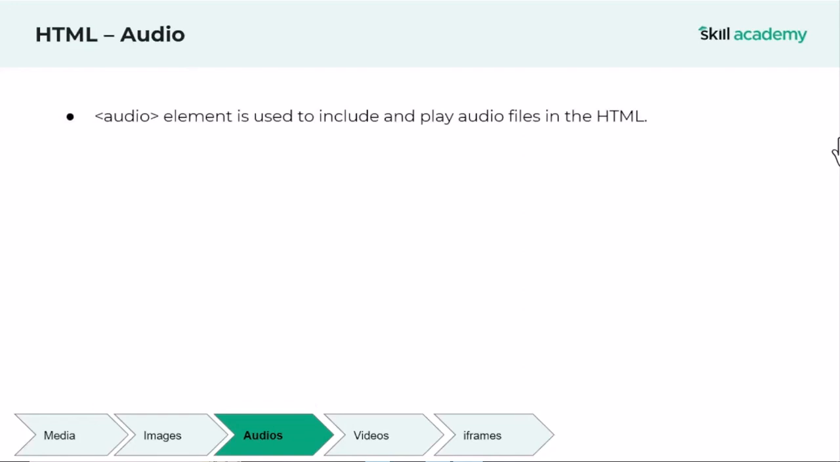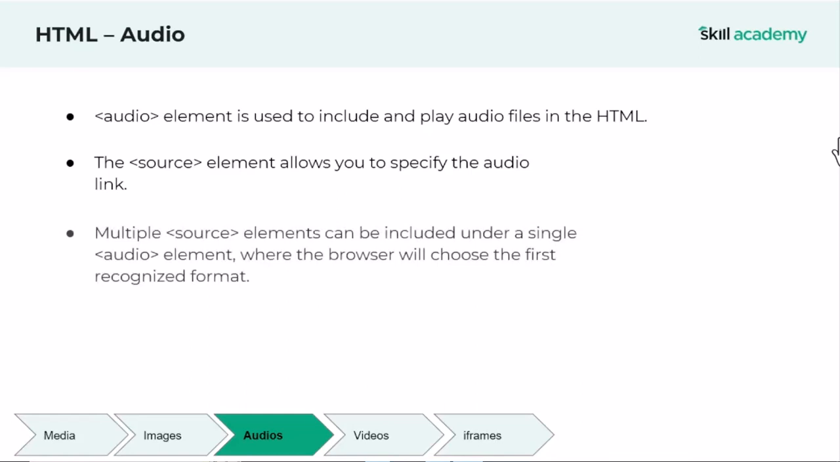The audio element is used to include and play audio files in the HTML. Let's take an example that you are designing a music kind of a web page. For that, you can use this audio element. The source element allows you to specify the audio link. First of all, for audio, you are going to use the audio element. Then in this audio, we have the source tag, and using this source element, you can specify the audio link. Let's say which file you are going to play.